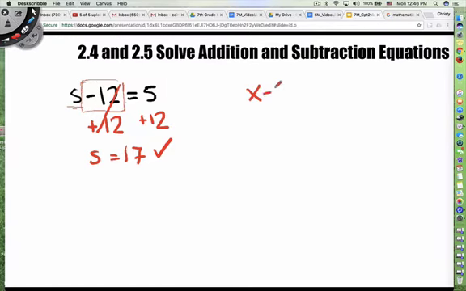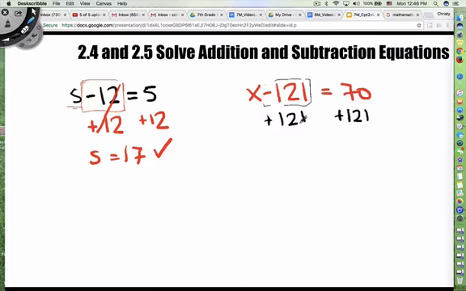x minus 121 is equal to 70. Again, we want to cancel it out. It's almost identical to this. I'll change color. Plus 121. So cancel out the negative 121 with a positive 121. So we add 121 to this side.